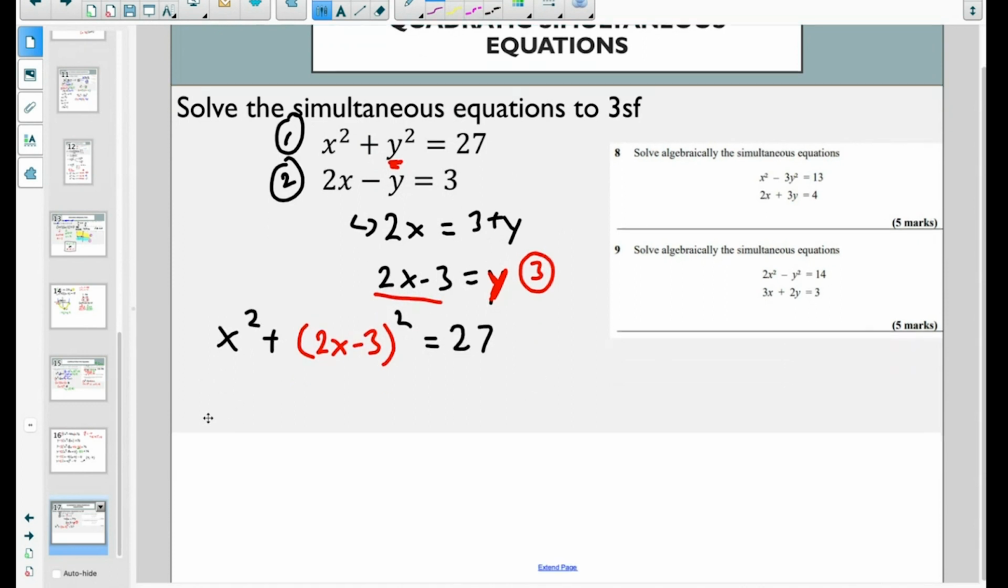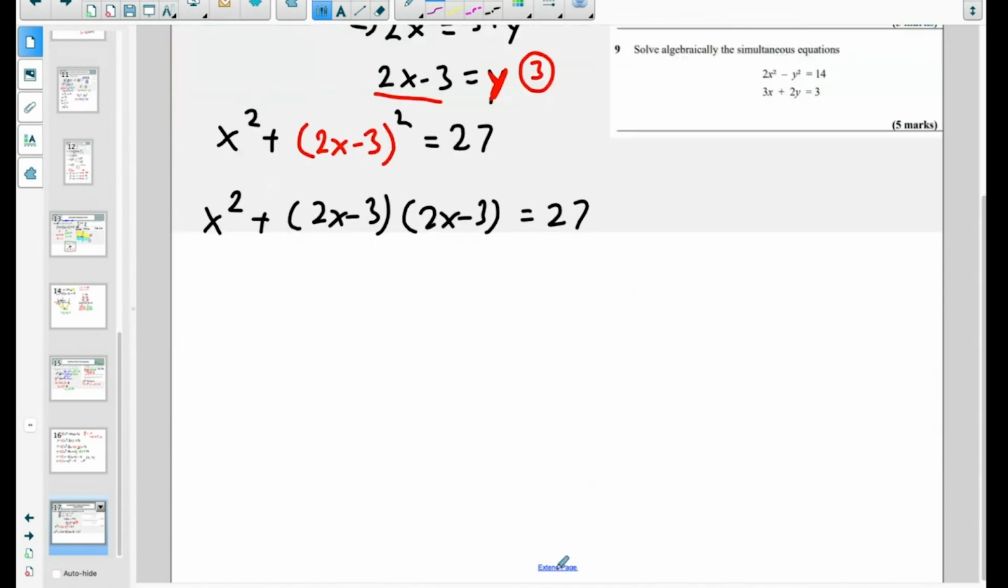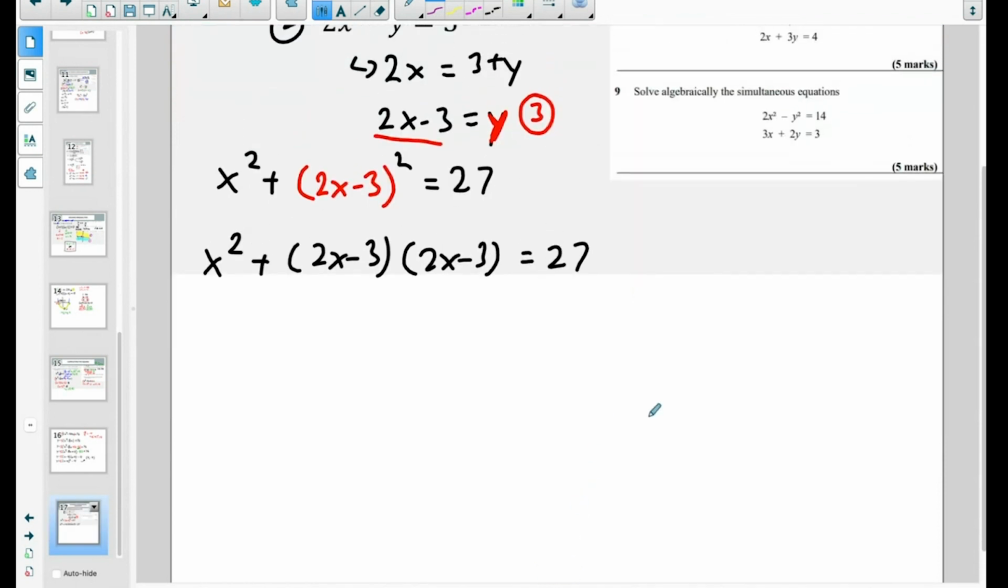So let's go ahead and expand this. x squared plus 2x minus 3 times 2x minus 3, that's equal to 27. And when we expand those brackets, we'll get x squared plus 4x squared, minus 6x, minus 6x, plus 9 is equal to 27. So I'll give you guys a second there to catch up.